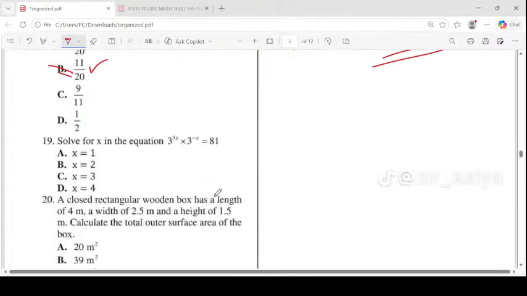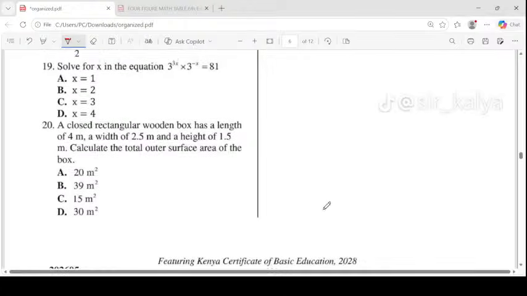Let us proceed to question number 19. Question number 19.